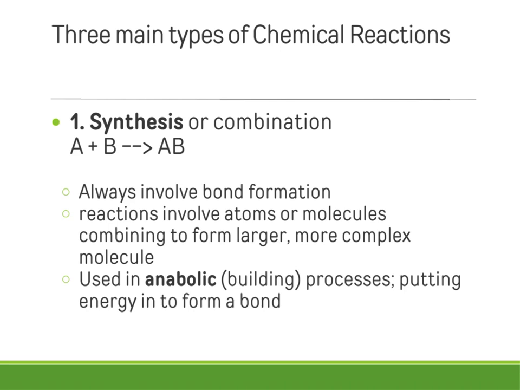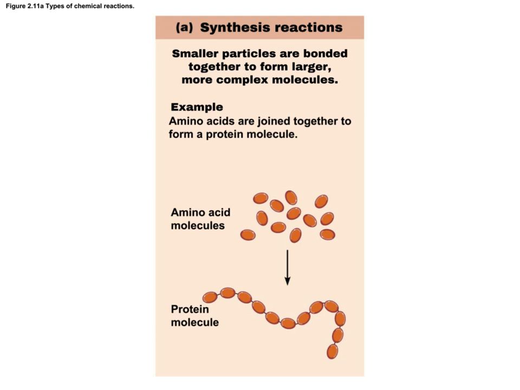In these reactions, we usually have atoms or molecules combining to form larger, more complex molecules. An example of this in the human body is amino acid molecules coming together to form a protein molecule. The creation of peptide bonds between these amino acids is a great example of this synthesis, or anabolic building reaction.